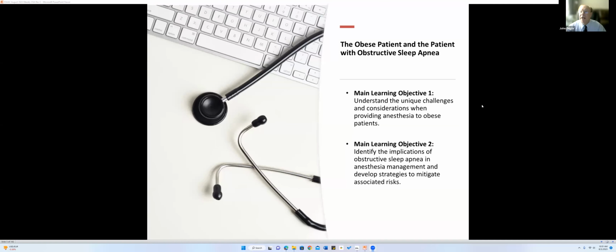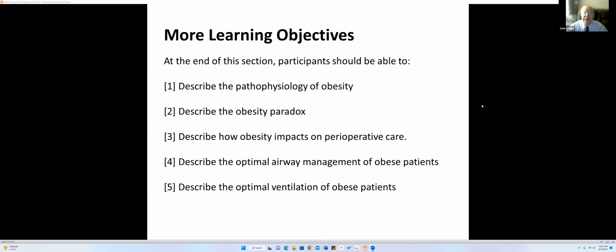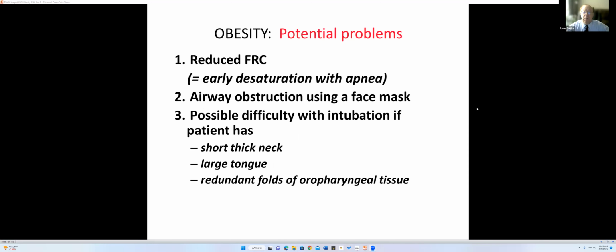So we have two learning objectives. Our first is to understand the unique challenges and considerations when providing anesthesia to obese patients. And the second is to identify the implications of obstructive sleep apnea in anesthetic management and develop strategies to mitigate the associated risks. And as you know, obstructive sleep apnea is very commonly found in the obese patient. So more in learning objectives: describe the pathophysiology of obesity, the obesity paradox, which I will cover in some detail, describe how obesity impacts on perioperative care, describe the optimal airway management of obese patients, and describe the optimal ventilation of obese patients.